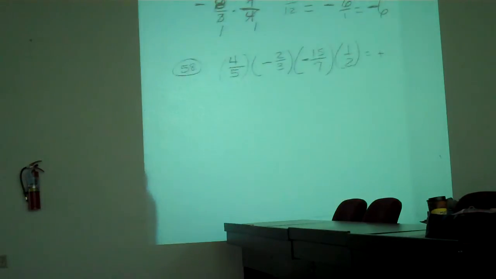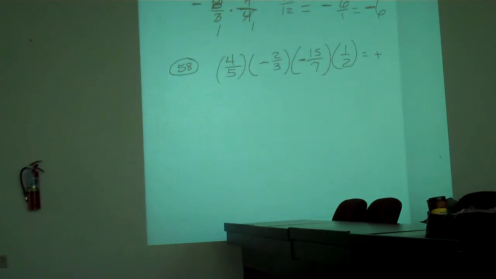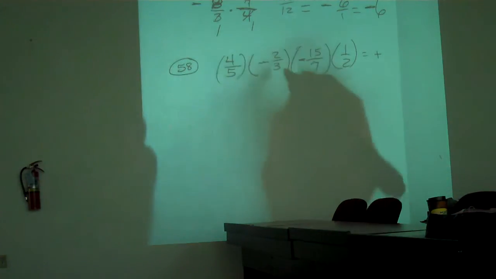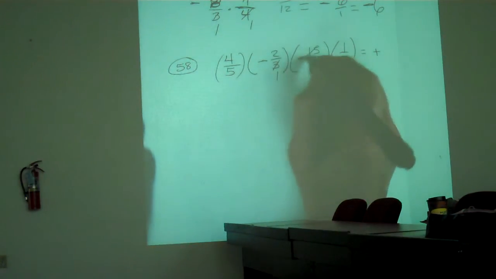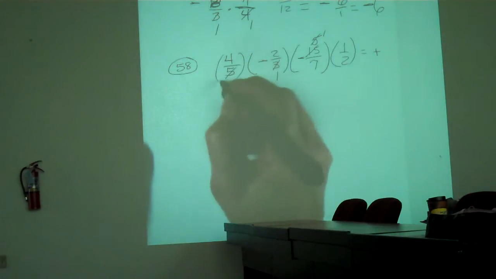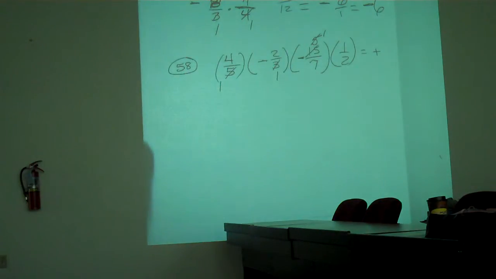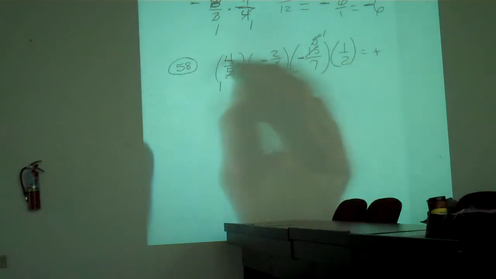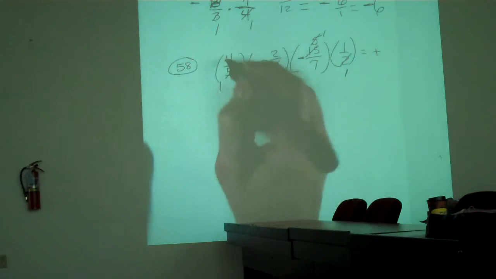Positive. Right. Okay, before we do any multiplying, it would be better to cancel some, wouldn't it? What can we divide here? 3 and 15, divide by 3. And 5 and 5, divide by 5, divide by 5. 4 and 2, or 2 and 2, either one of those. Divide by 2, divide by 2.